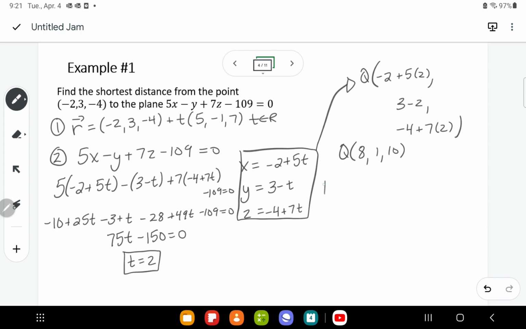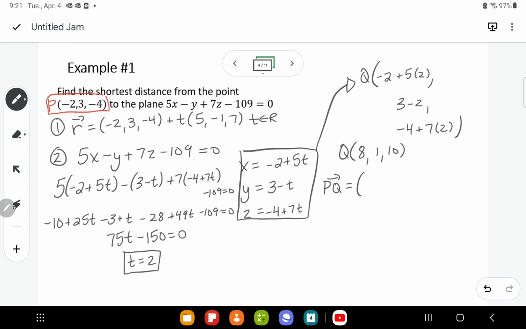Now I want to find vector PQ. And remember here, we're going to do the end minus the start. So my P is this point here, and Q is the new point that I've found with that POI. So I'm going to do the end minus the start.